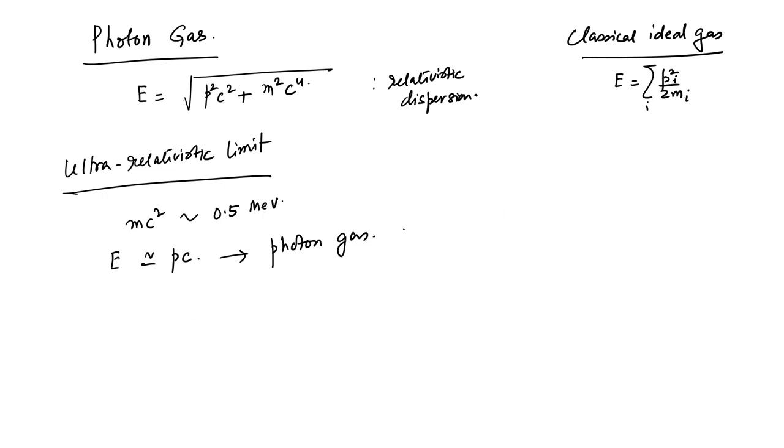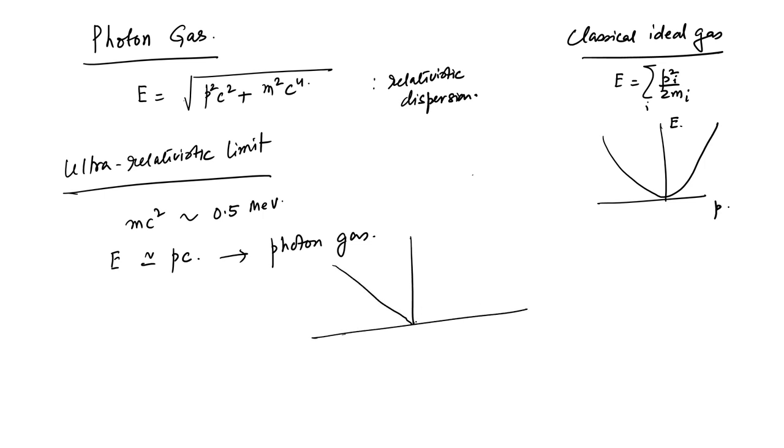And how is it different from the classical ideal gas? There is a p square dispersion, whereas here there is a dispersion linear in p. So p square looks like a parabola in E versus p, and this really looks like a linear dispersion. So we have E versus p, and the slope is given by c, which is the speed of light, okay? So for a photon gas, first, the chemical potential of a photon gas is zero.